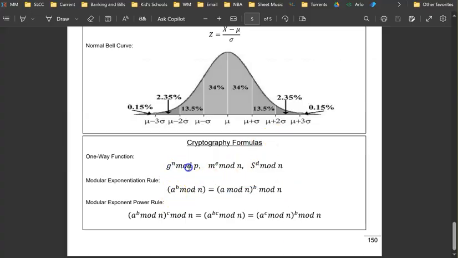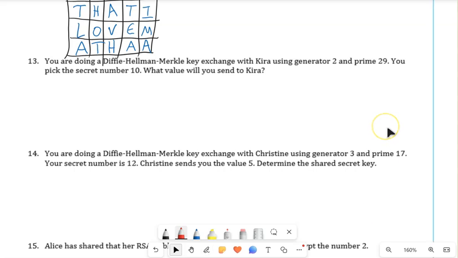Here we have the one-way functions. They're basically all equivalent looking. It's not letting me highlight or anything. Let's highlight them. Maybe. There we go. The G^N mod P, that's the Diffie-Hellman-Merkle version of the one-way function. The M^E mod N and the S^D mod N, those are the RSA encryption method questions. So G to the N mod P, that's what we have to work with. So let's write that down. That formula is given, you just have to know which one.